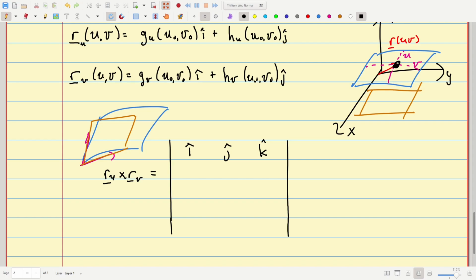Then we're going to have G partial U, H partial U, which is 0 because there's no K component. G partial V, H partial V, which is 0 because there's no U component here. And then we write all this out.